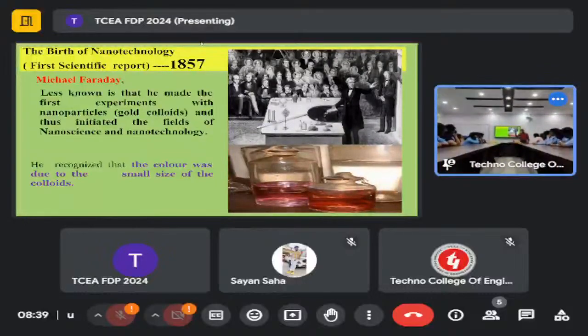At that time, Faraday could not see the nanoparticles, because transmission electron microscopes and X-ray diffraction instruments were not there. So he could not study them because of the non-availability of sophisticated instruments. If sophisticated instruments had been there at the time of Faraday, he could have done many more things in nanotechnology. But because of the time, he could not progress nanotechnology due to the unavailability of sophisticated instruments. We are living in an era where so many sophisticated instruments are there.